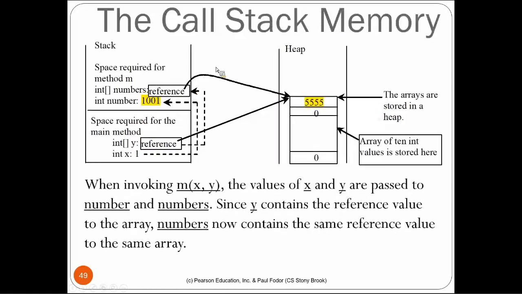So when we invoke a method, like in our case the method m, we are copying the reference and the primitive type value into the formal parameters, number and numbers. If we change number to a different value, that is not reflected in the variable x. However, if we change numbers of 0 to a different value and we return from that method, that is reflected in y of 0, because y is a reference to the same array.